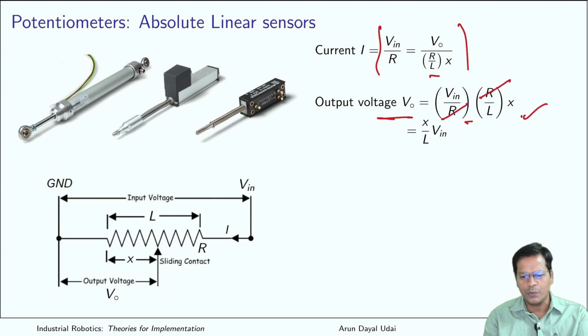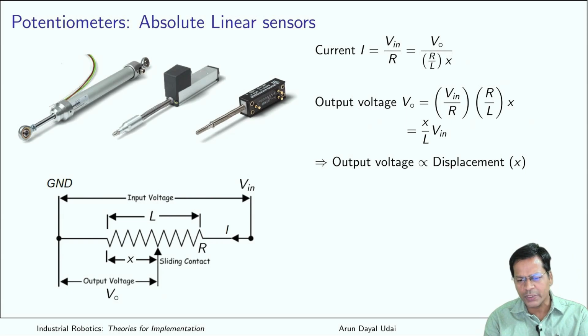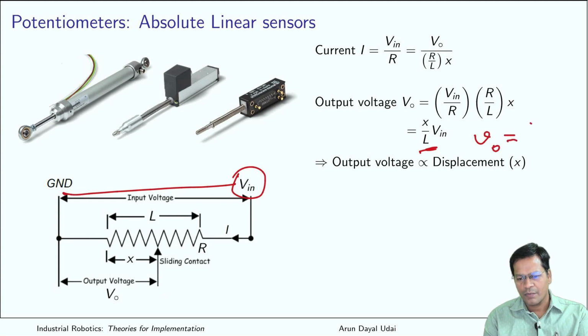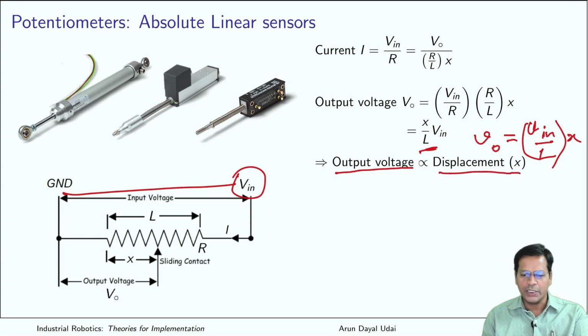So if you strike off these two, you are left with voltage output equal to X by L times the voltage input. So this is the voltage input. What do you see? Voltage input is constant, total length of this strip is constant. So voltage output is equal to V in by L, which is a constant, times X. So the output voltage is proportional to displacement. You see, output voltage is proportional to displacement.